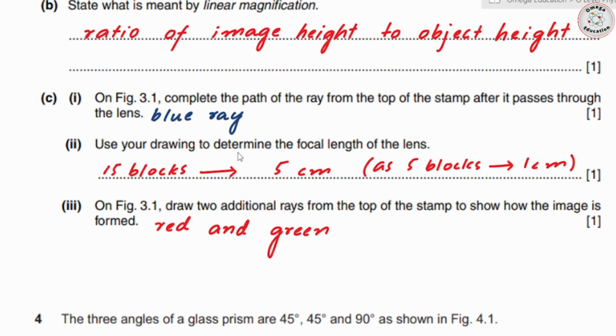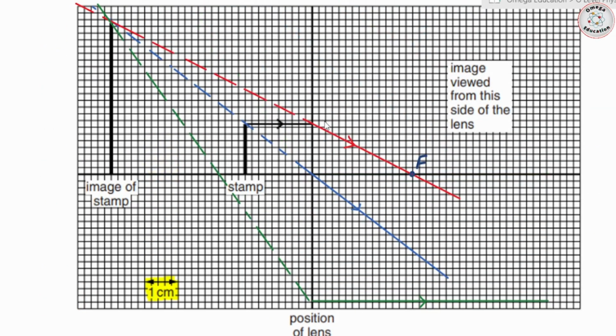Use your drawing to determine the focal length of the lens. So for focal length, I drew another ray, this one over here. This ray, previously it was parallel to the principal axis. After refraction, it has to go through the principal focus. Now I should bend this ray in such a way that if I extend it backward, it should pass through the top of the object, because only then you can have a point of intersection. So this ray was extended backward, and the point where it touches the principal axis is the focal length. Then you measure the number of blocks.